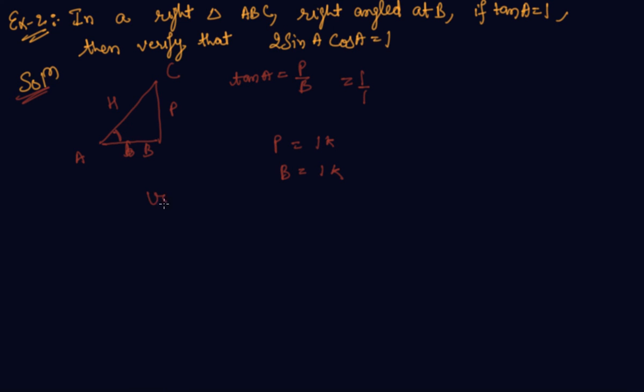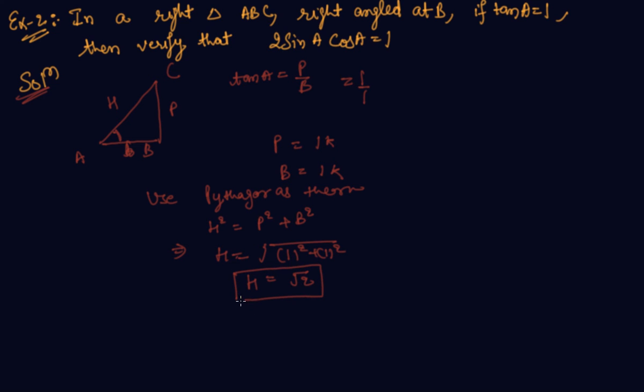Now we have to use the Pythagoras theorem, which states that h square is equal to p square plus b square, meaning hypotenuse square is always equal to perpendicular square plus b square in a right angle triangle. So we have to find the value of h, which is equal to root of 1 square plus 1 square, which is root of 2. So h is coming out to be root 2.